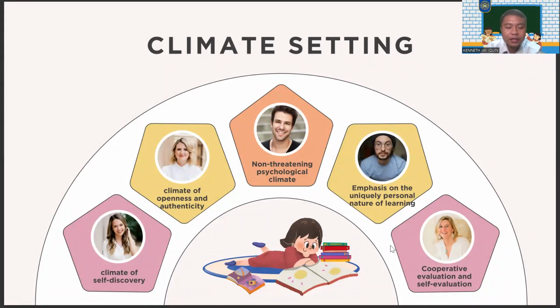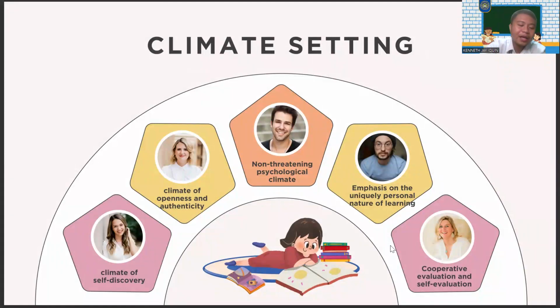Another is the non-threatening psychological climate, so that a person can confront persons and ideas without fear, when alternative solutions can be explored without pressures of immediate answer. Another is the emphasis on the uniquely personal nature of learning, where each individual knows that his or her values, beliefs, and views are very important and significant, and the process of learning is emotional as well as intellectual.